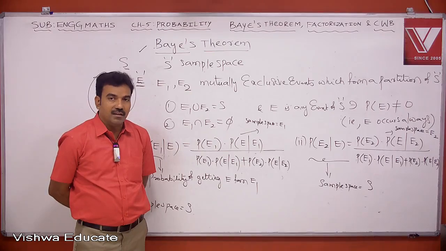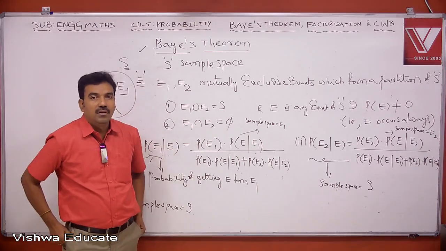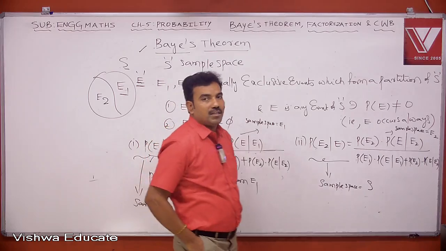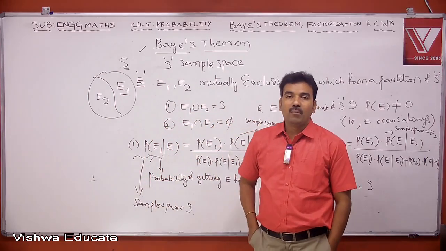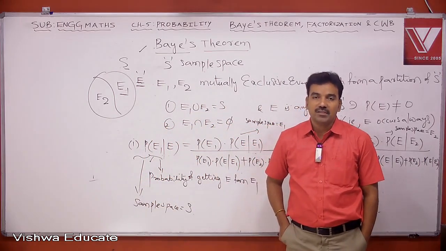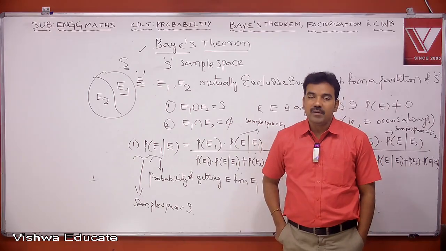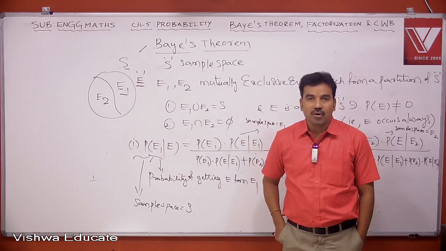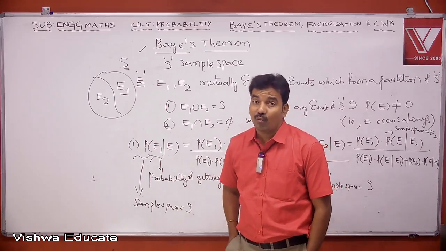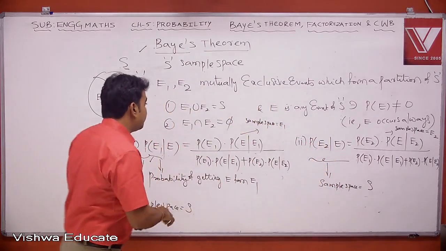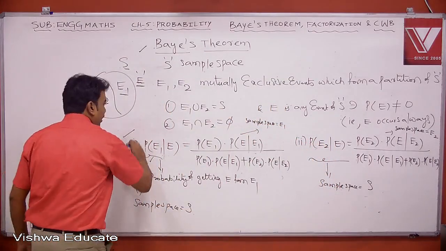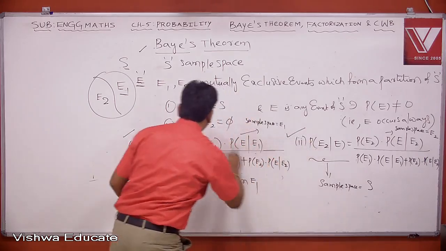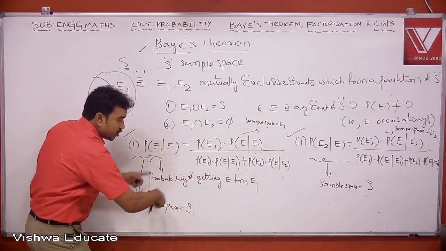I repeat once again. Let E1, E2 be any two mutually exclusive events which form a partition of a sample space S, and capital E be any event of S such that P of E is not equal to 0. That is, E always occurs. Then you write this point 1 followed by point 2, and write these points very clearly.